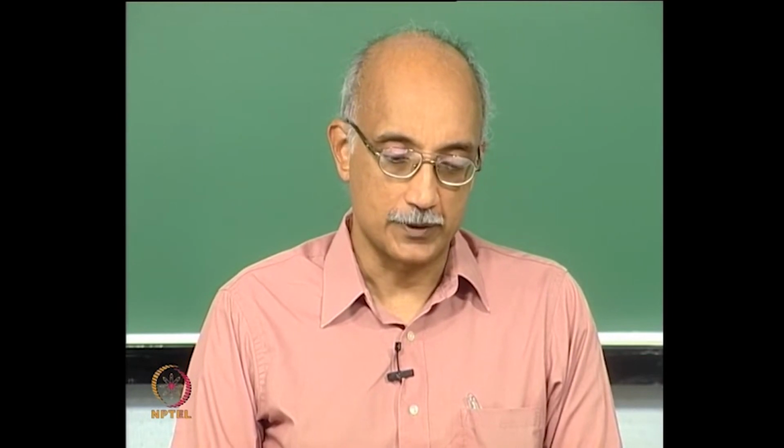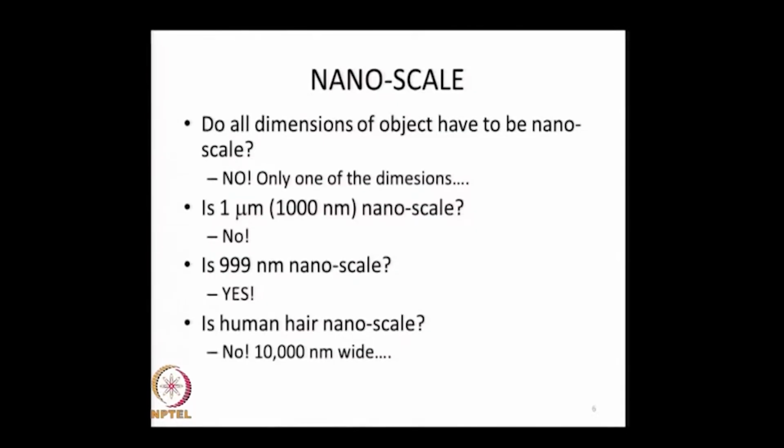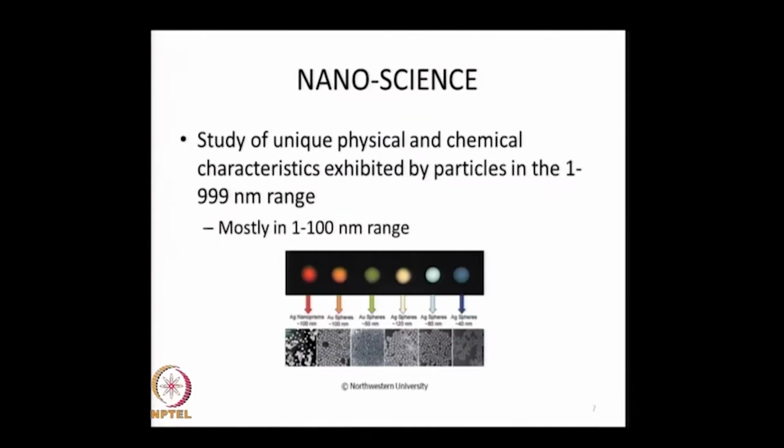I mean, why would you call 999 nanometers nanoscale and then 1 nanometer more micron scale? It is just traditionally that is how particle sizes have been referred to. And again, is human hair nanoscale? No, because it is actually very long compared to the nano dimensions. So, what is nanoscience?